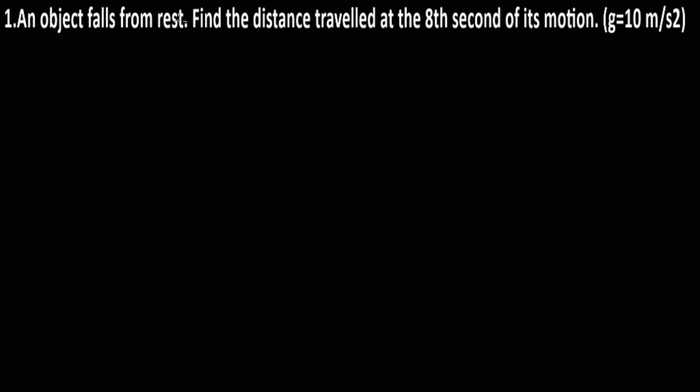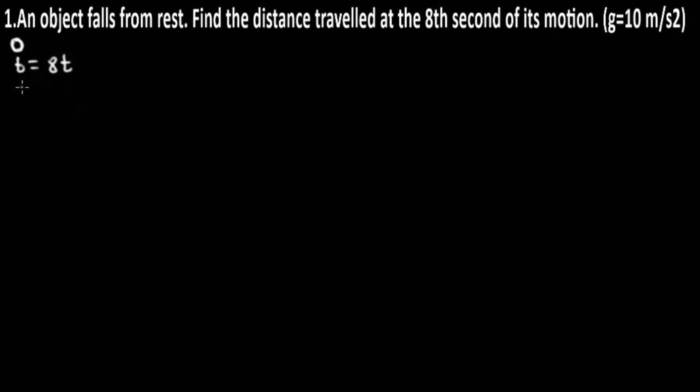An object falls from rest. Take note, from rest, it means where it's coming from, it's zero. Anything at rest is starting from a 0 point. Find the distance traveled at the 8th second of its motion, and the time here is 8. So how do we then find the distance?